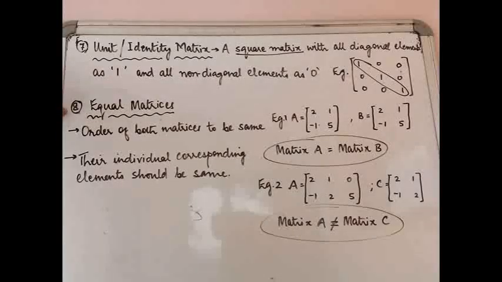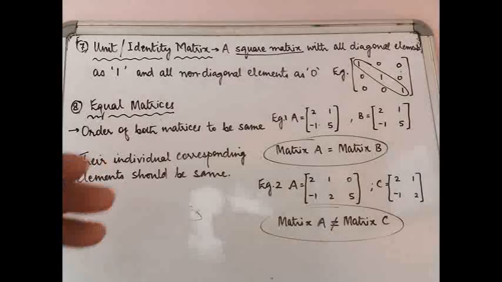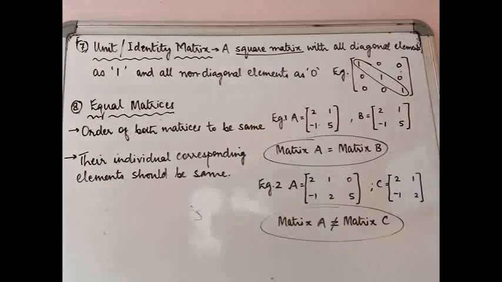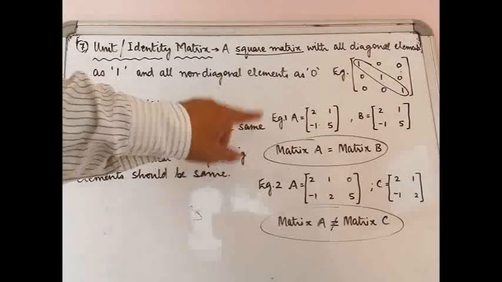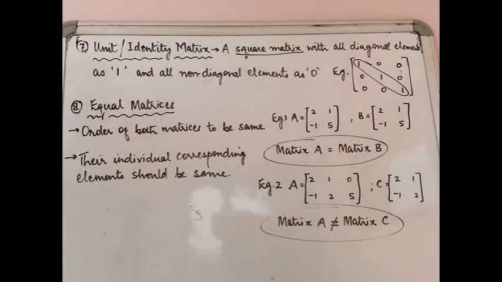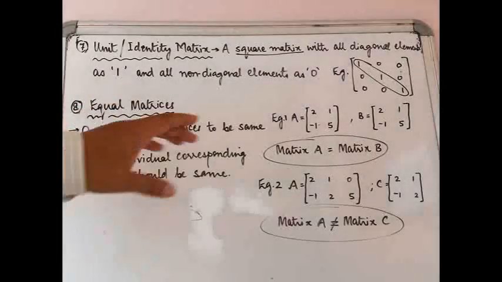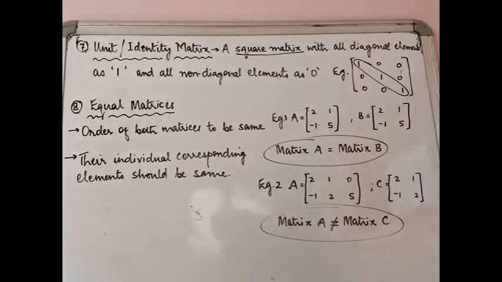Now coming to the last but very important part, we have equal matrices. Whenever we talk of equality, there are two or more things being compared. For two matrices to be equal, there are two important conditions. Number one, the order of both matrices should be the same. The second point is that their individual corresponding elements should also be the same.